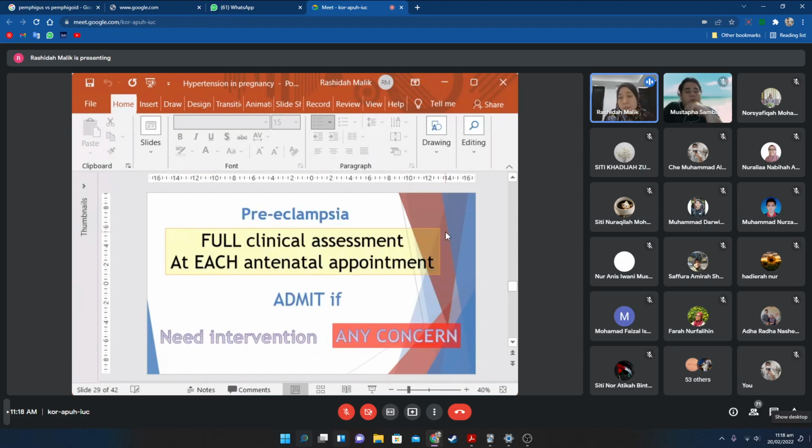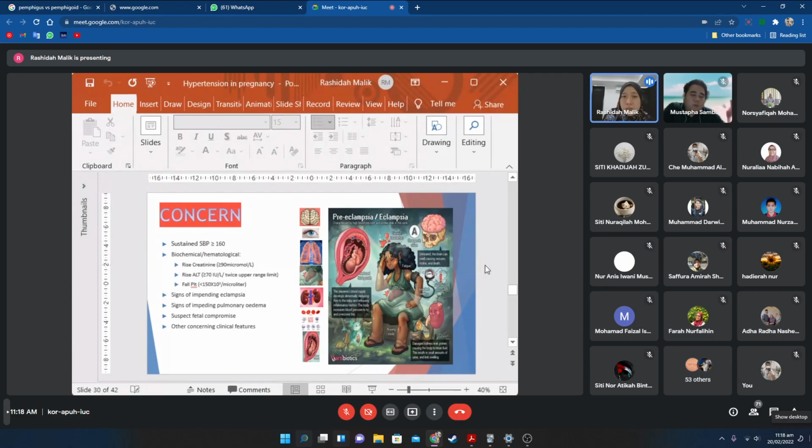Now, for preeclampsia, you will need to do a full clinical assessment of the mother, the symptoms and the signs, at each antenatal appointment, because you want to detect if the patient needs any intervention at that point in time, or if the patient has any concerning features associated with preeclampsia. So what are the concerning features? Again, I can't stress this enough. With the diagram, you have to go from head to toe so you don't miss these concerning features in preeclampsia.